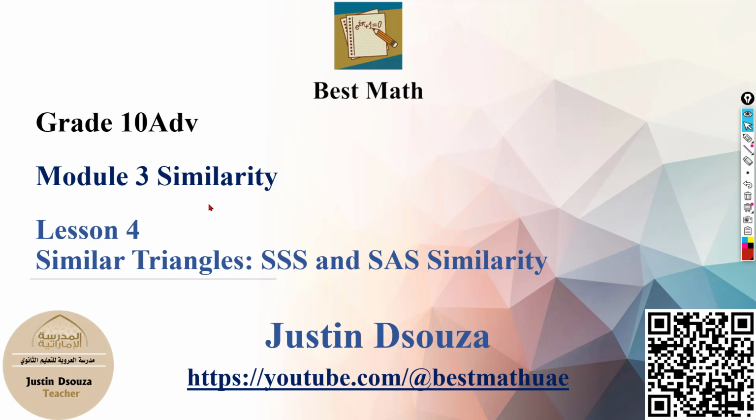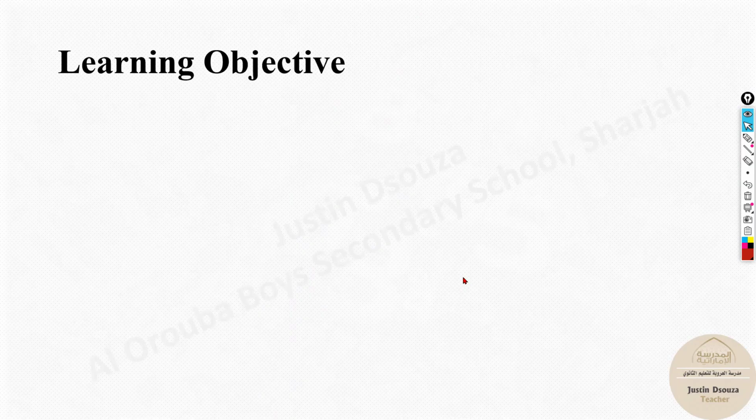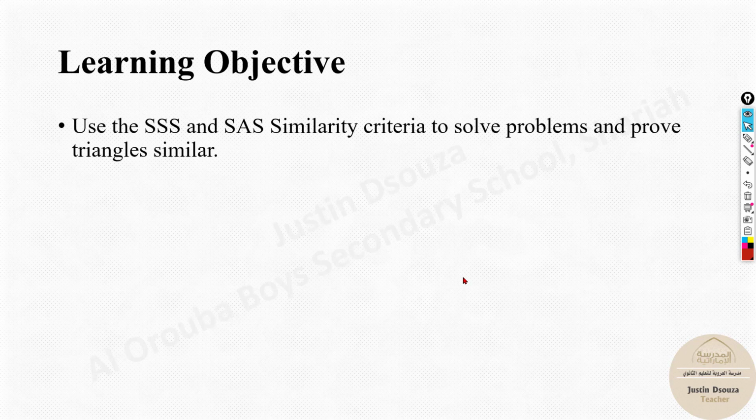This module we were talking about similarity, and the fourth lesson is about similar triangles, SSS and SAS similarity. The learning objectives of this lesson are to use the SSS and SAS similarity criteria to solve problems and prove triangles similar. Now we will see what this is.